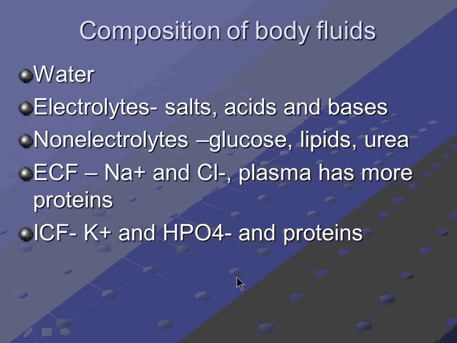Let's look at the composition of body fluids. Water is the main constituent. It's the solvent. And in water, the solutes which are present, some are electrolytes, some are non-electrolytes. The main electrolytes are salts, acids and bases: sodium, chloride, potassium, magnesium, zinc, calcium, all of that. The non-electrolytes are like glucose, lipids, urea. So these are what are present.